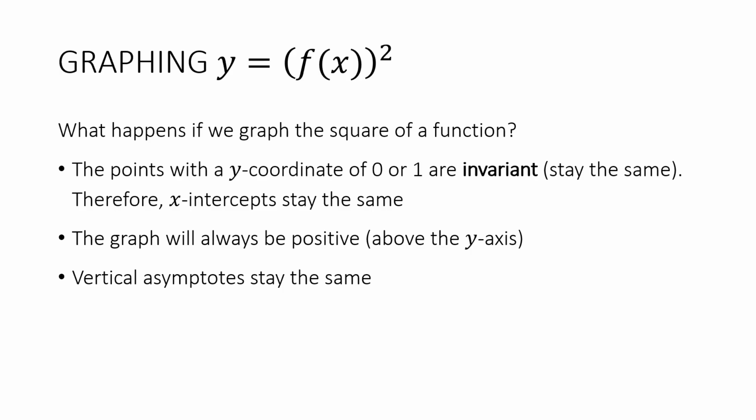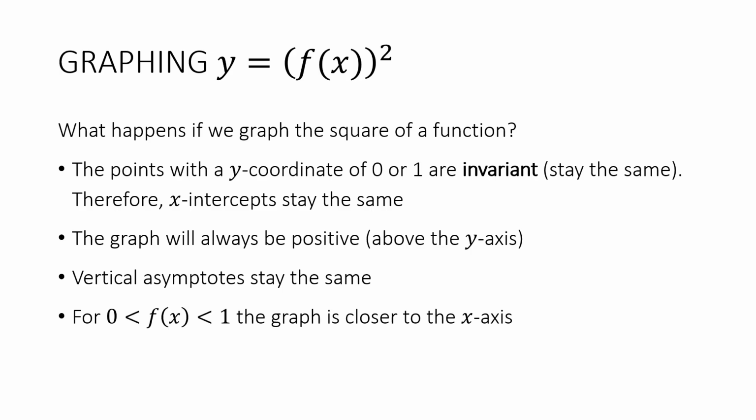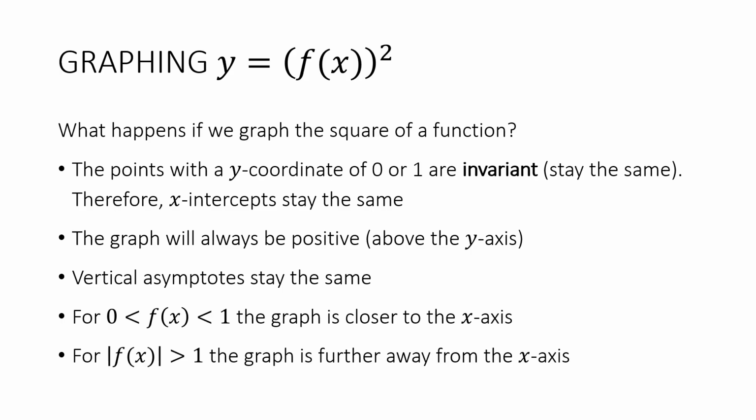Infinity squared is infinity. If f of x is in between 0 and 1, the graph will be closer to the x-axis. Now think about this. If f of x or y is equal to a half, squared is a quarter. But if f of x is greater than 1 or less than negative 1, the graph will be further away from the x-axis.